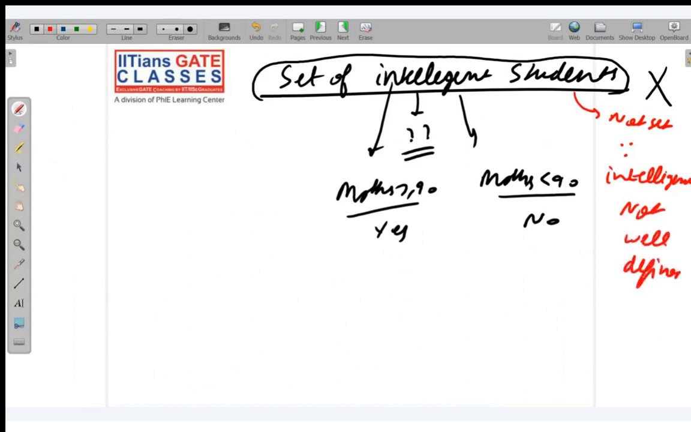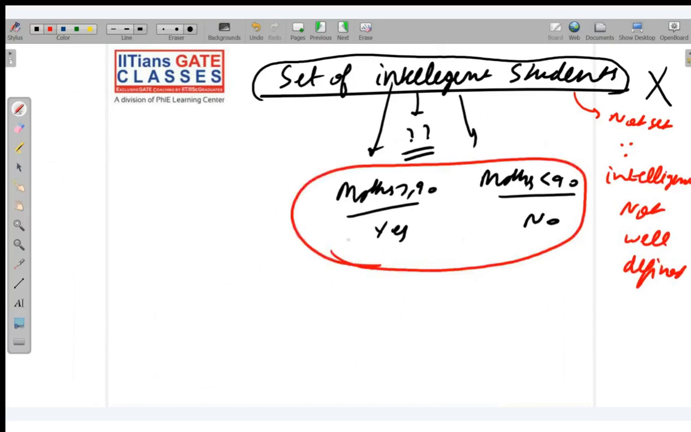Not well defined. Now if you define intelligence like this, then you will say yes, it is a set. So you have to define each and everything. You should be able to predict very well which element belongs and which element does not belong to the set. Okay, so the next term is cardinality. Cardinality of set, I will do that in the next slide. Take snapshot. Done, sir.